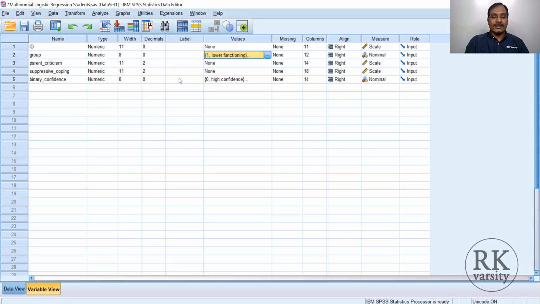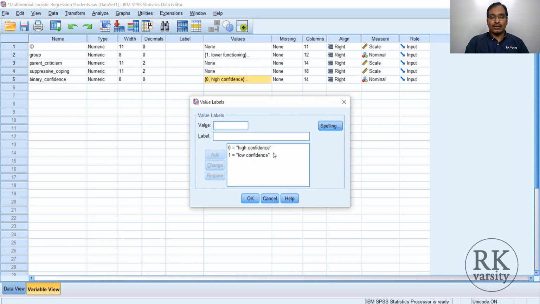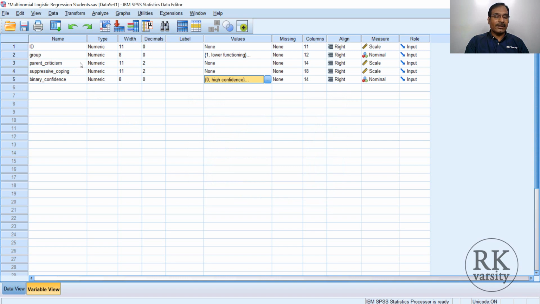And finally, binary confidence. Here we categorize confidence into two, that is high confidence and low confidence. 0 is for high confidence and 1 is for low confidence. So these three are your independent variables: parent criticism, suppressive coping and binary confidence. Among these three, two are measured on a continuous or interval scale, whereas binary confidence is measured on a nominal scale, because it is dichotomous. It has only two options, high confidence and low confidence. And our grouping variable is group. So this meets our criteria to run a multinomial logistic regression.